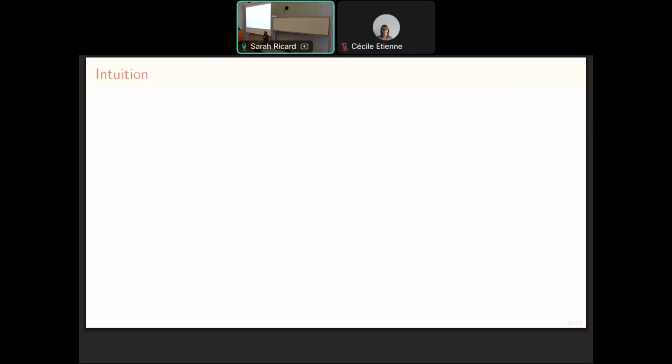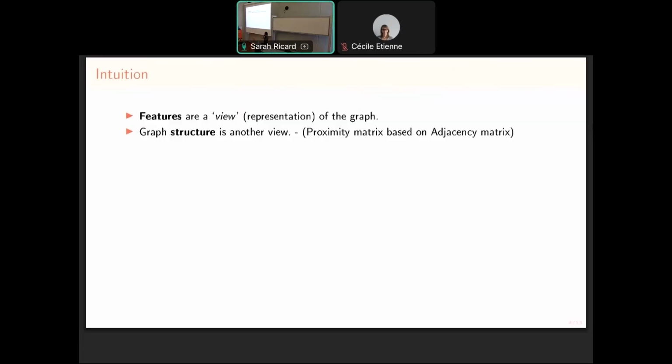Well, let's see the intuition behind our proposed framework. So we consider that features are just a way of looking at the graph. The feature matrix is a representation of the graph, as well as the structure matrix. So for the structure, we will talk about the proximity matrix or the adjacency matrix. We'll see an example right after. But what is important is that by getting the different views of the same graph, we can kind of grasp the role of each node in the graph.